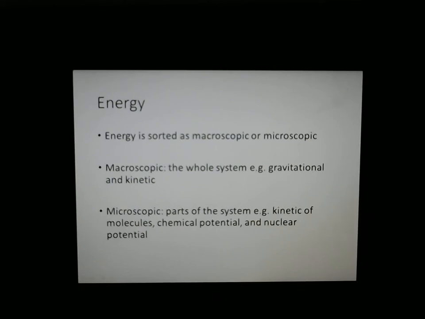Other forms of microscopic energy could be the chemical potential energy between bonds in an atom, or nuclear potential energy that we discussed in Unit 1. Okay, but that's for the Year 12s.